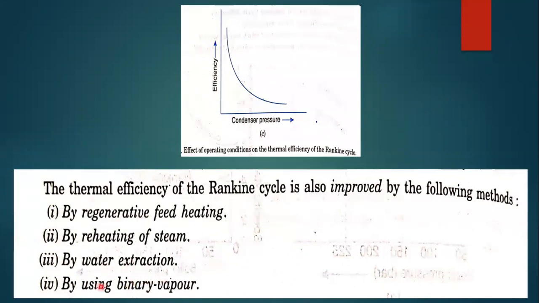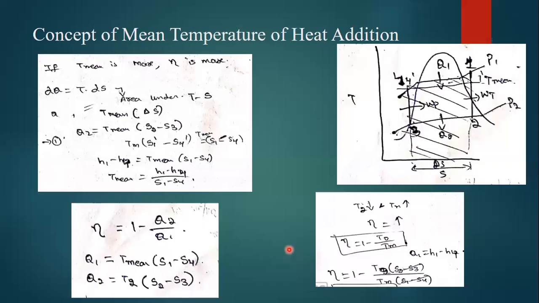Forget about these bottom two, and concentrate on the two things which are very important and included in our syllabus. For these two, water extraction and binary vapor, there is no need. We need to definitely follow the regenerative feed heating method and the reheating method. We will discuss these two methods in depth, to see how we are going to improve the Rankine cycle. By doing problems also, we can know how much improvement there is in the Rankine cycle. We will discuss those later.